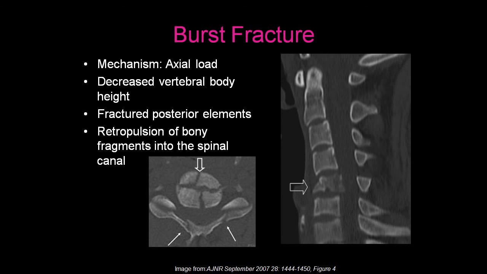A burst fracture results from an axial load. This results in decreased vertebral body height, as well as fractured posterior elements. You can even see retropulsion of bony fragments into the spinal canal. This is a very important sign if you do see it, because these fragments can result in injury to the cervical spinal cord.